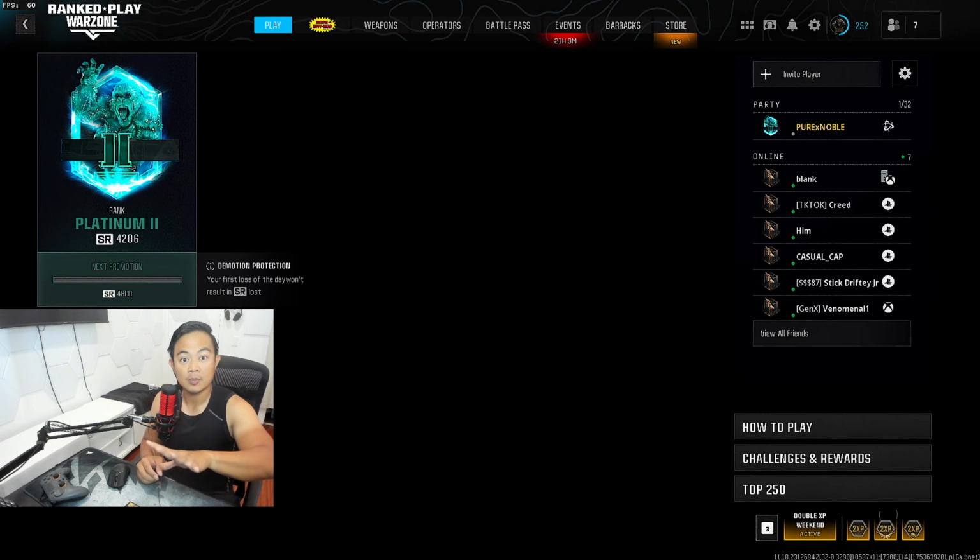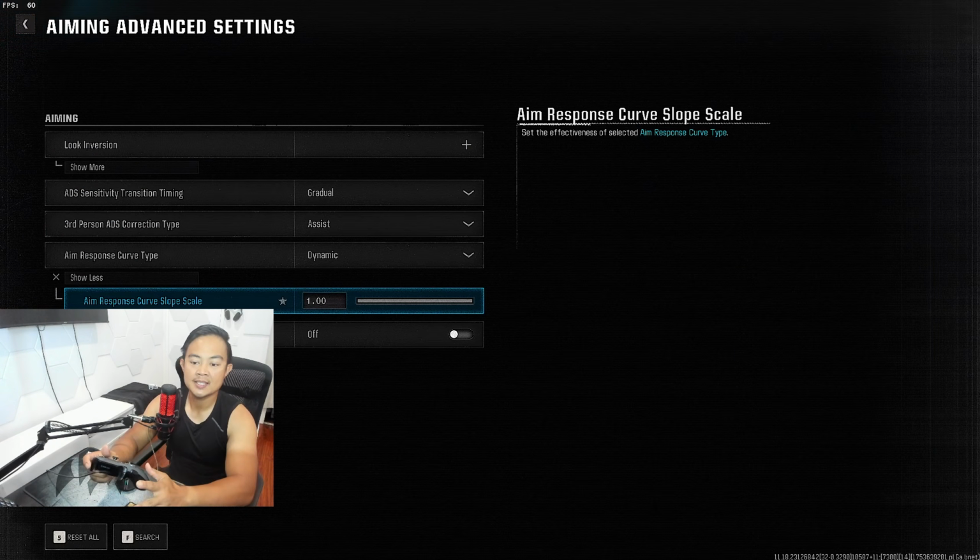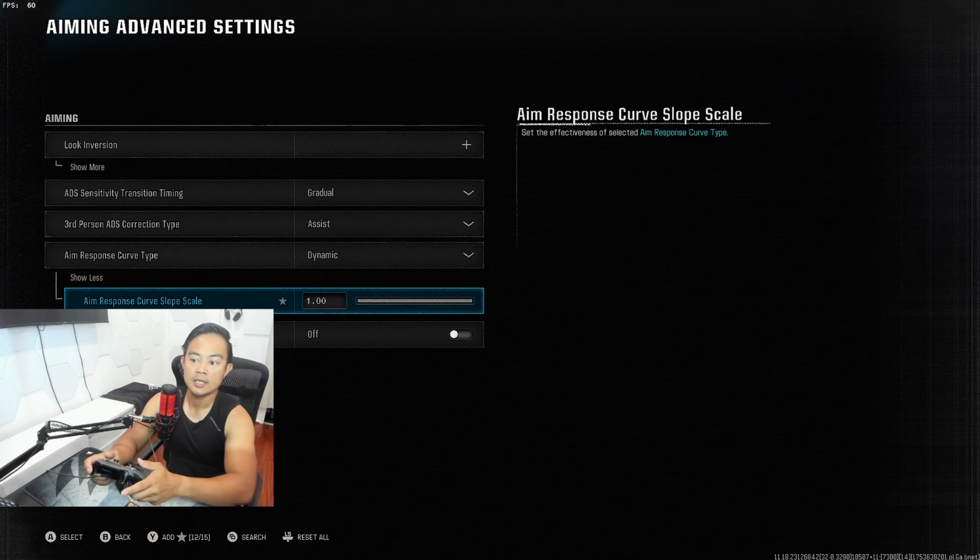And the second thing I want to talk about is that slope scale. So if you go into our advanced setting, the aim response curve slope scale, this is going to be that subsetting that's underneath the aim response curve type.